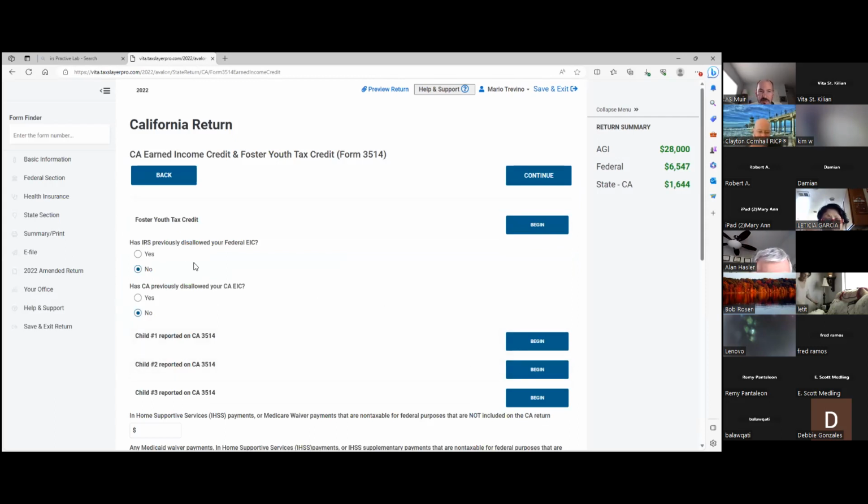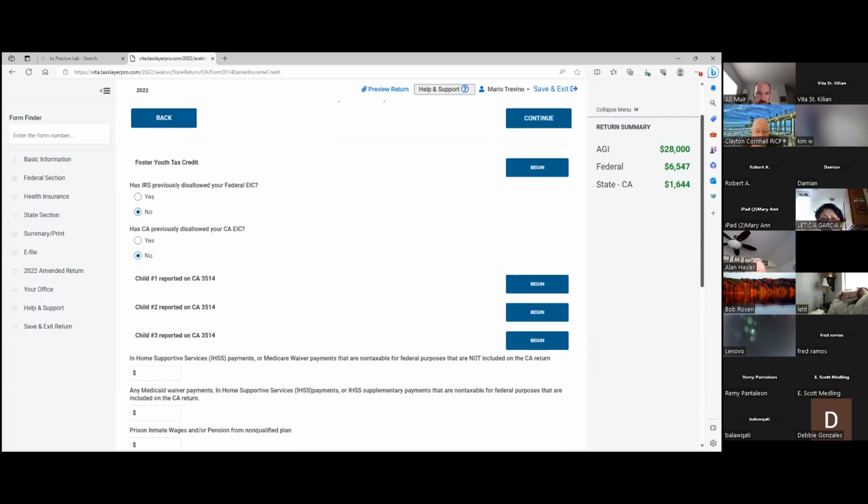It talks about disallowance. You don't see this very often, but if your credit, your EITC on the federal side of the house has been disallowed because of mathematical errors or negligence or fraud, then you would say yes. The negligence is a 2-year prohibition from getting federal EITC. Fraud is a bad thing, and there's a 10-year prohibition for getting EITC. I've seen that before. I've seen it in the VITA program, and I've seen that as an IRS auditor.